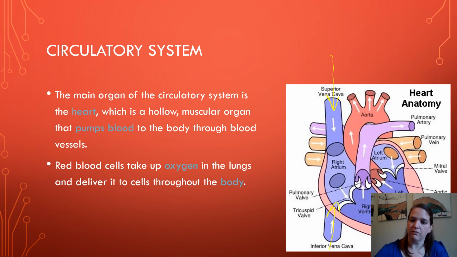The atriums are on the top half of the heart, and then the blood goes down into the ventricles. Ventricles are on the bottom part, which are shaped like V's. That's how you can remember those are ventricles.